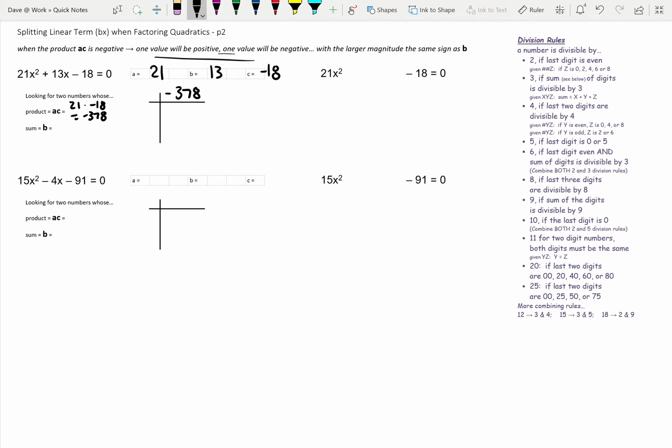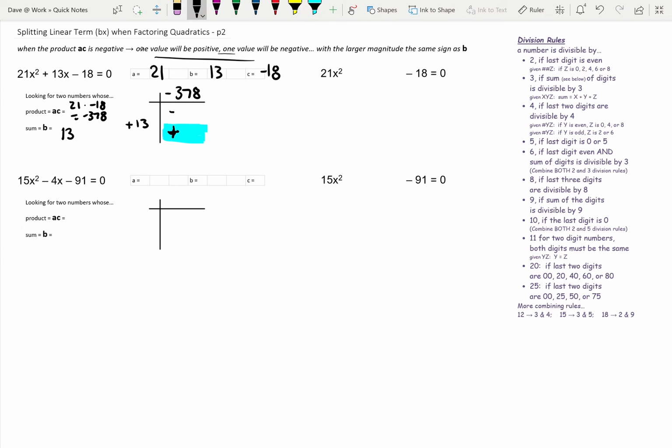Now, which one's the positive, which is the negative, can be helped be determined by knowing that my B ends up being a positive 13. So, since it is a positive value, my larger number of the two should be the positive value. My smaller number should be the negative. I'll just highlight the positive, the larger number down here on the bottom.